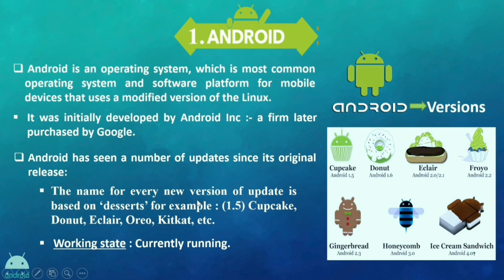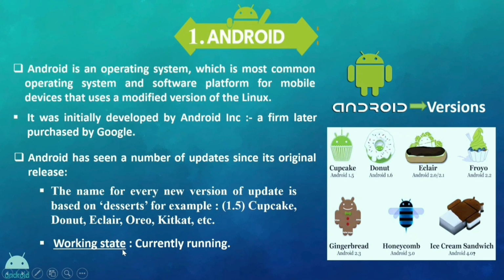The name for every new version of update is based on some dessert. For example, Android version 1.5 is named Cupcake. Then Donut, Oreo, and KitKat are other versions of Android. Different types of Android versions are shown in this figure.